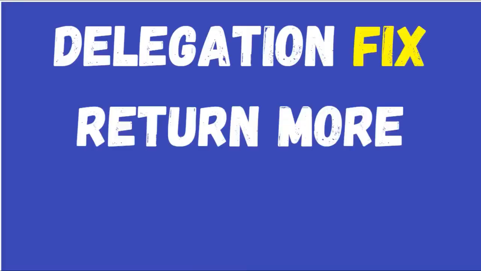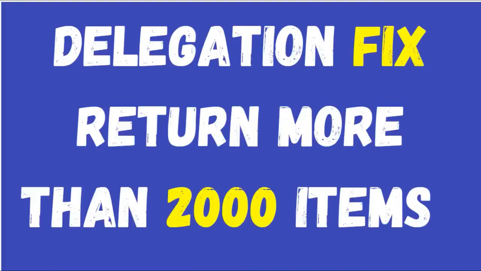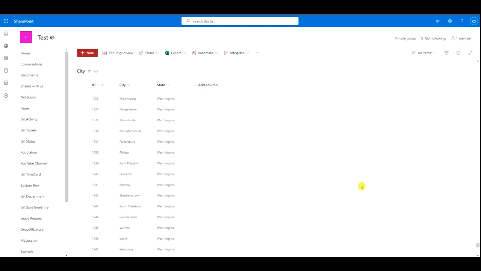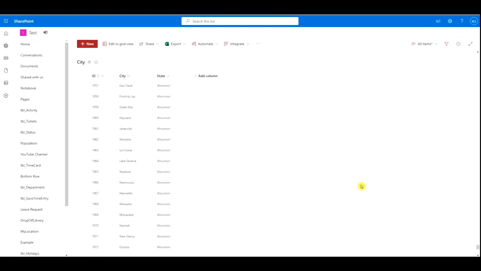Are you having delegation issues in Power Apps? If you answer yes, then we have a delegation fix that will return more than 2,000 items. In this lesson, we're going to show you how you can get more than 2,000 items in a SharePoint list.